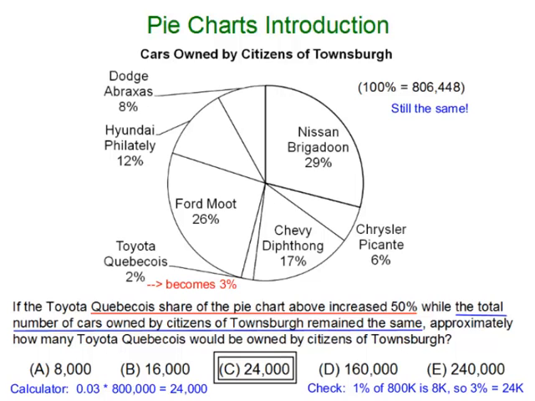So notice the big trap is not about are you off by 100 or by 200. It's whether you're off by having an extra zero in there, whether you're off by a factor of 10. So a quick sanity check, 1% of 800,000 is 8K. We expect something 3 times larger, not 30 times larger. So watch out for that.